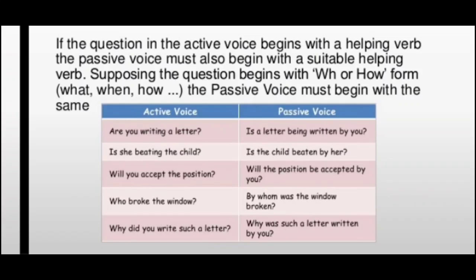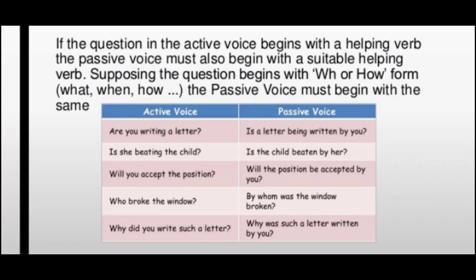Then, will you accept the position? Here, will is the future tense, so will should come as it is. So, will the position be accepted by you? Will the position should come first. Be is the helping verb. Accepted is the verb 3 form, by you.